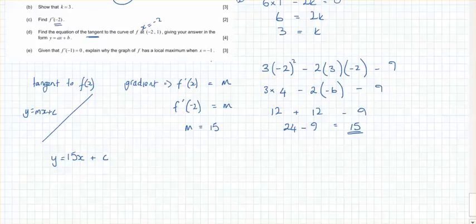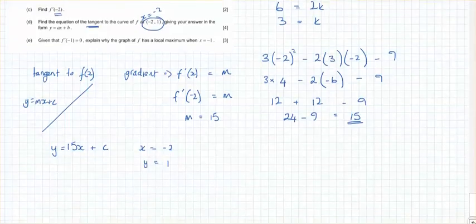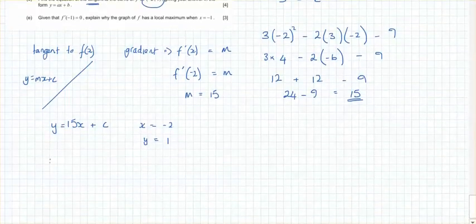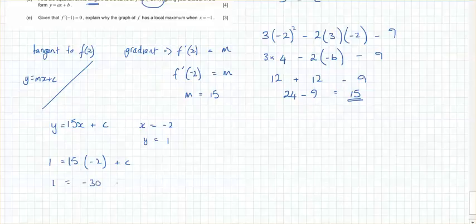And how do we do it? Well, we know the tangent passes through that point as well. So when x is minus 2, y is 1. So we do something that we've done over the years, which is 1 is 15 times minus 2 plus c. Okay, so that's 1 is minus 30 plus 31. Therefore c is 31. So we've got finally y equals 15x plus 31 is the equation of the tangent.